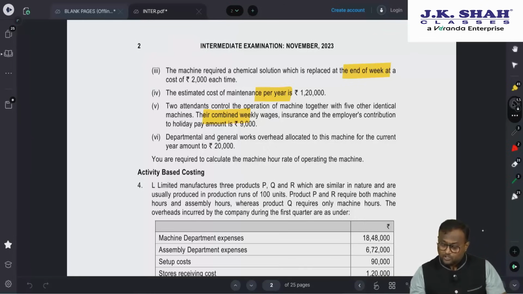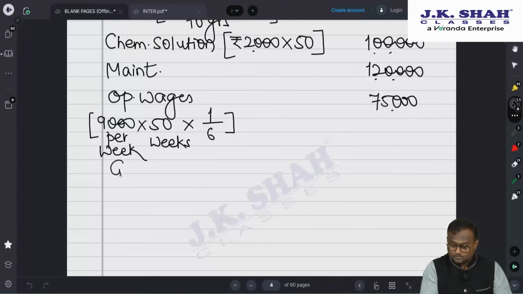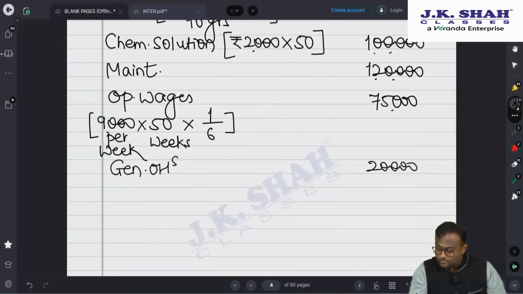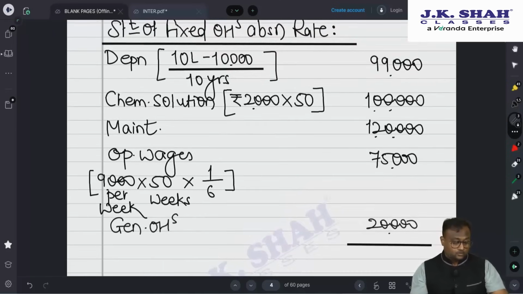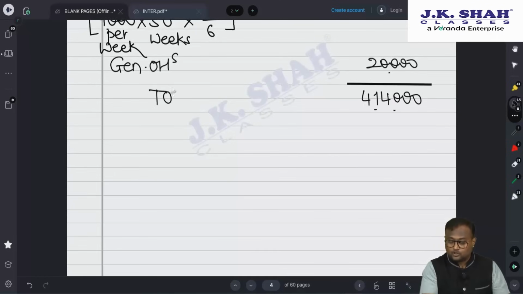Departmental and general works overheads for the current machine, 20,000. General overhead 20,000. This is the total fixed cost available. So 75,000, 20,000, 1,20,000, 1 lakh and 99,000 gives 4,14,000. This is your total fixed overheads.